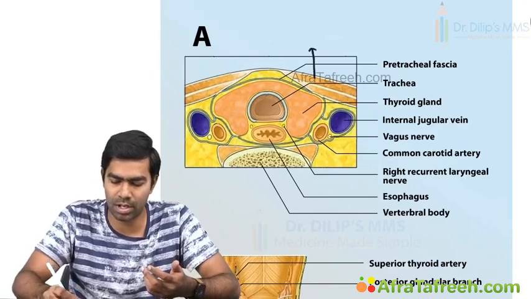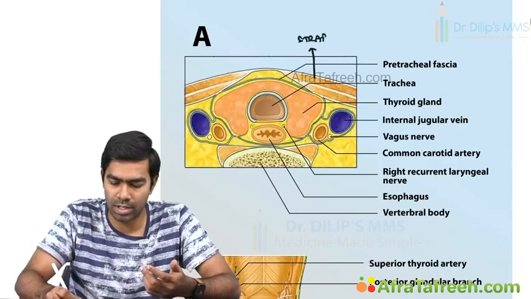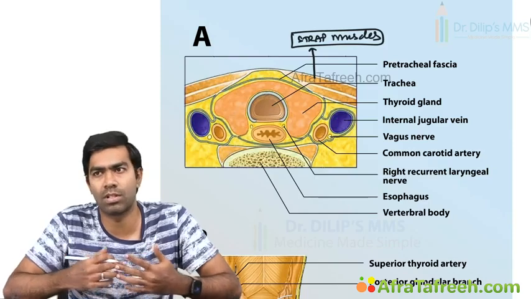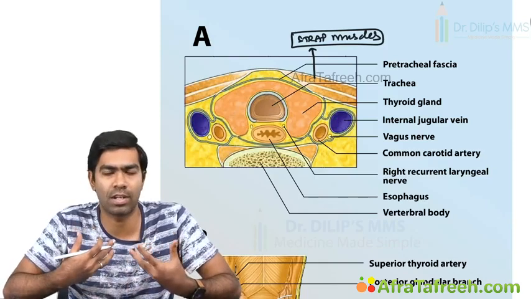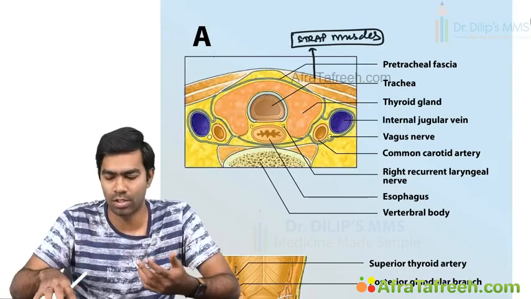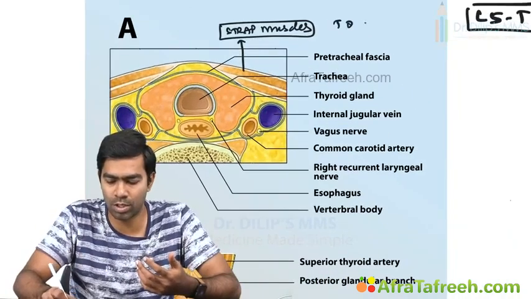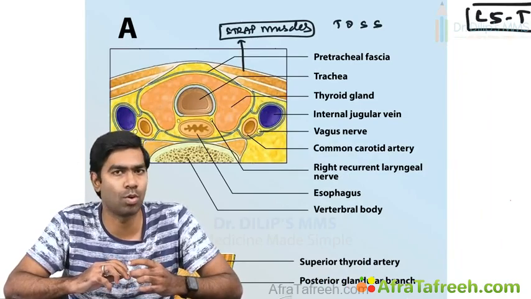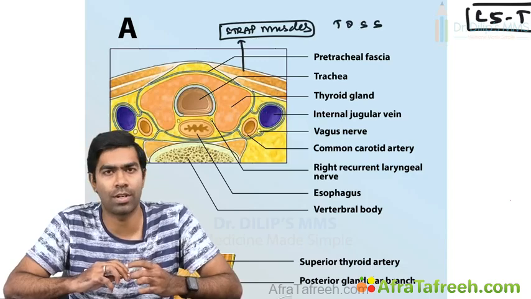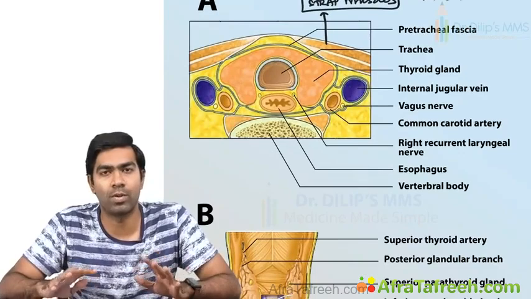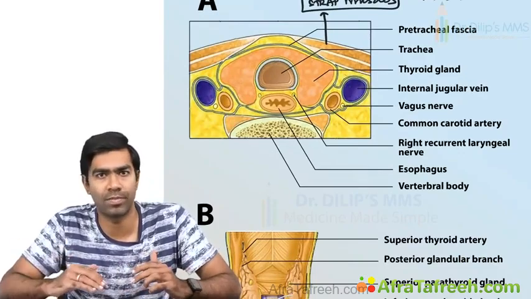The anterior relationships are made by the strap muscles. The strap muscles contribute to the anterior relationship to the thyroid gland. So what are the strap muscles? These muscles are very important in the anterior surface of the neck, and without these muscles, probably your anterior surface of the neck may go for a toss. So why did I say that? Because the mnemonic for remembering these muscles is TOS. T stands for thyroid, O stands for omohyoid, S stands for sternothyroid, and S stands for sternohyoid as well. So these are the strap muscles that are going to form your anterior relationship with the thyroid gland.